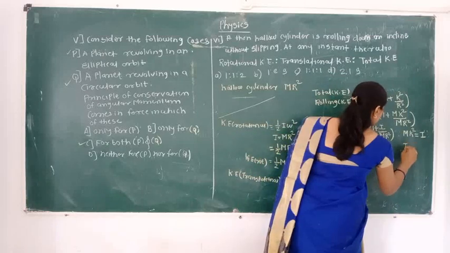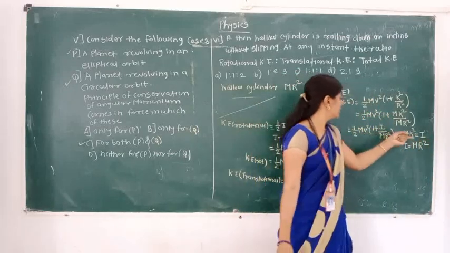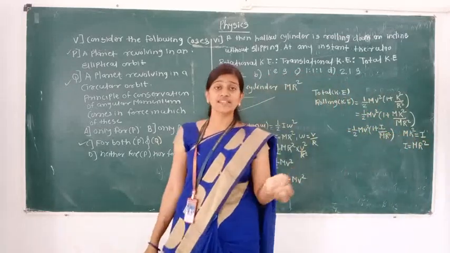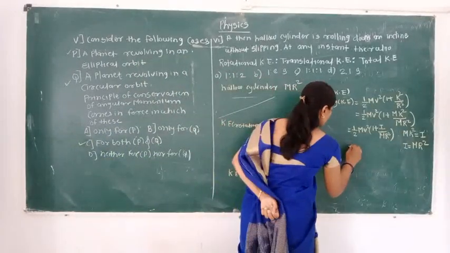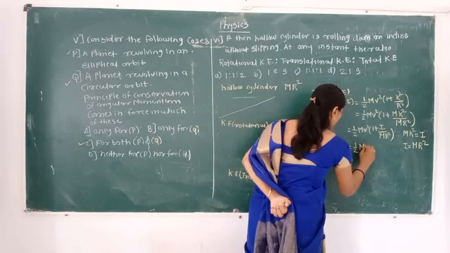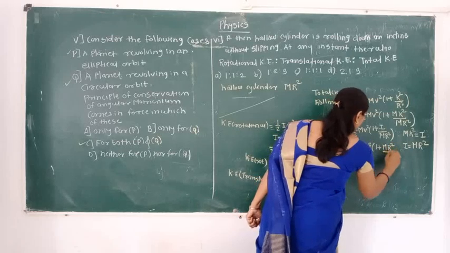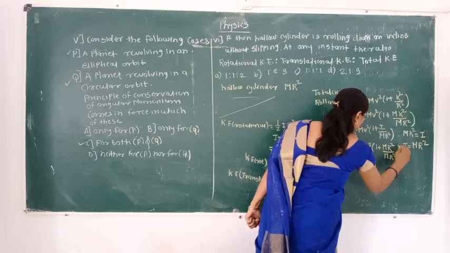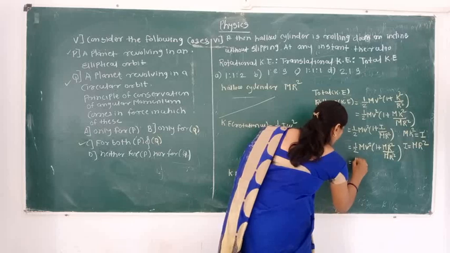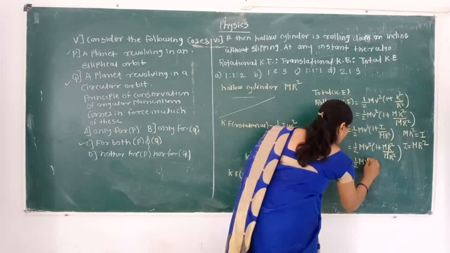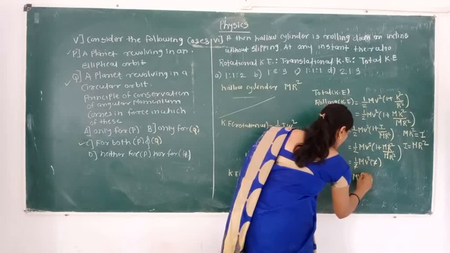Also we know I is nothing but m r square, since m k square is there, that means k is given, and at that time the moment of inertia is expressed in terms of radius of gyration. So putting this value, we get 1/2 m v square in bracket 1 plus m r square divided by m r square. They both get cancelled, 1 will be left, and 1 plus 1 is 2. So finally 1/2 m v square into 2. The 2s cancel. Here we will get m v square.